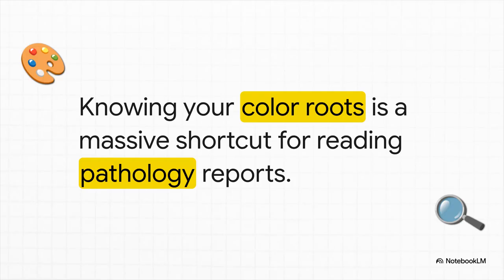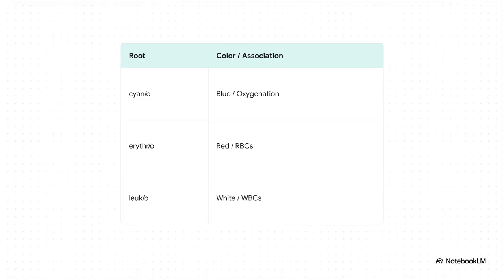Finally, let's talk about our high-yield color roots. These are incredibly common. They show up all the time in physical exam findings, pathology language, and especially oxygenation descriptions. Honestly, knowing your colors is a massive shortcut. Let's use some punchy word associations for these. See erythro? Think red, like an erythrocyte, which is just a red blood cell. See leuco? Think white, like a leukocyte. And if you see cyano, you better think blue. Cyanosis means a bluish discoloration, which should instantly alert you to low oxygenation issues.